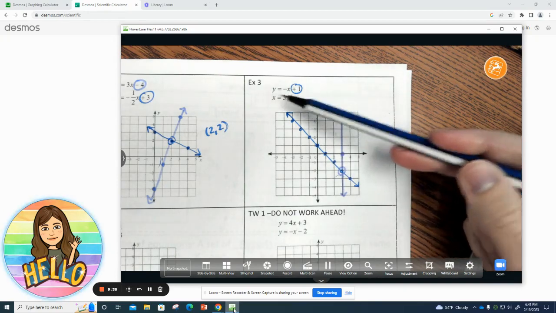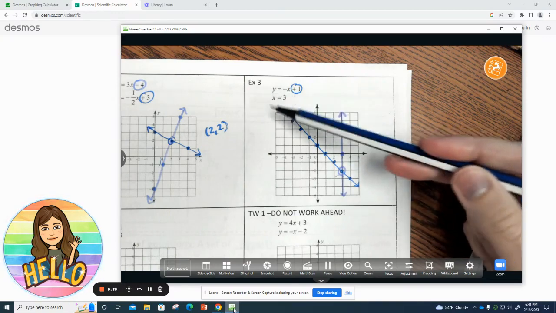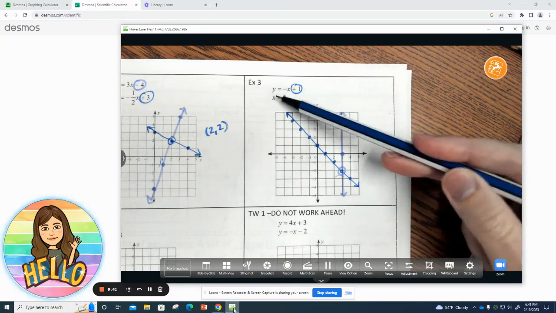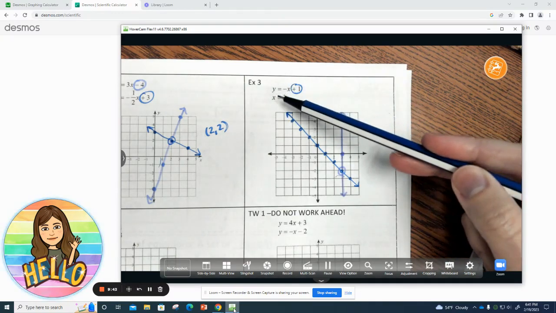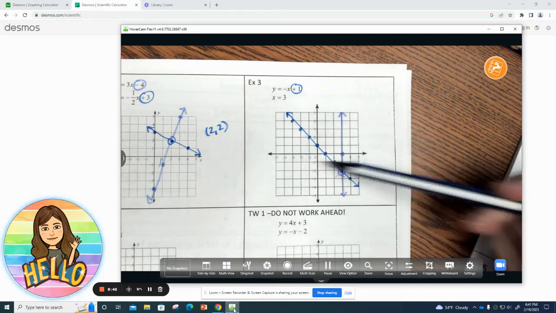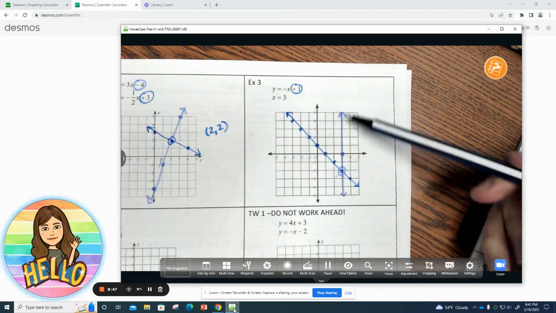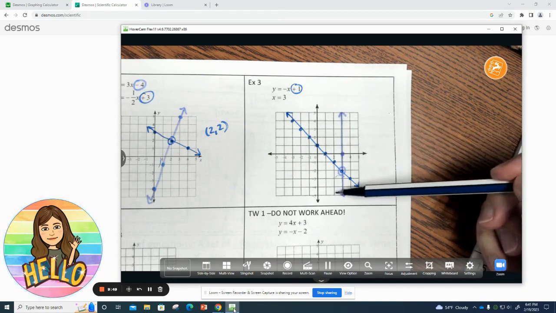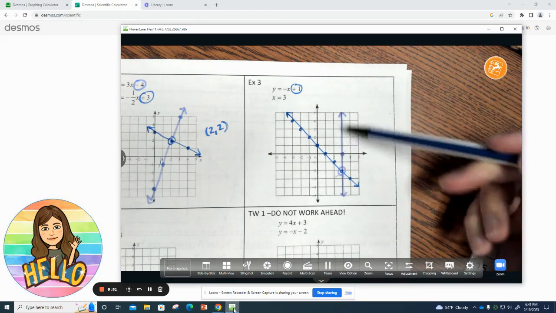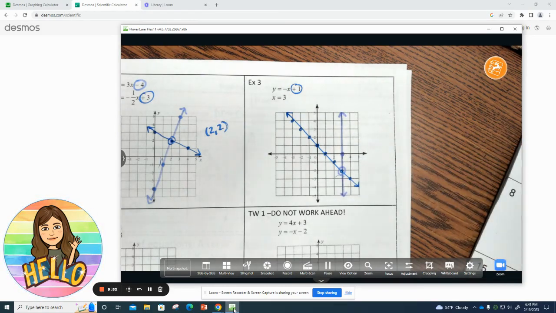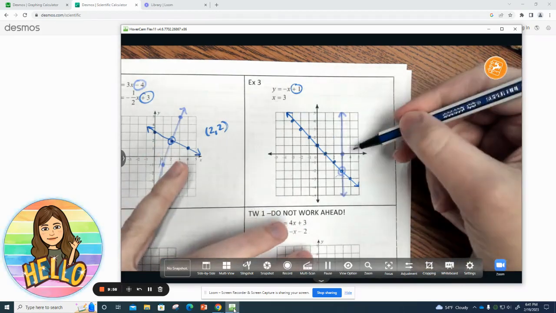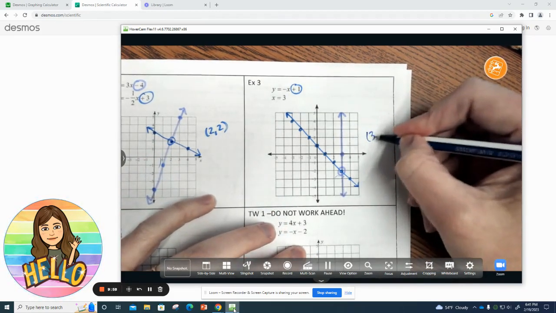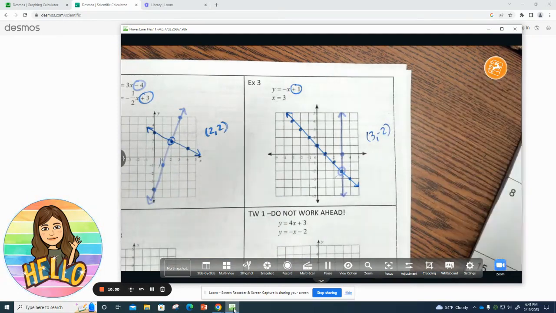If anyone ran into any difficulty, it's because they forgot how to graph these horizontal and vertical lines. So remember, if it's x equals 3, we're going on the x-axis, finding 3, and then drawing a line perpendicular to the axis that goes through that point. That makes our solution 3, -2.